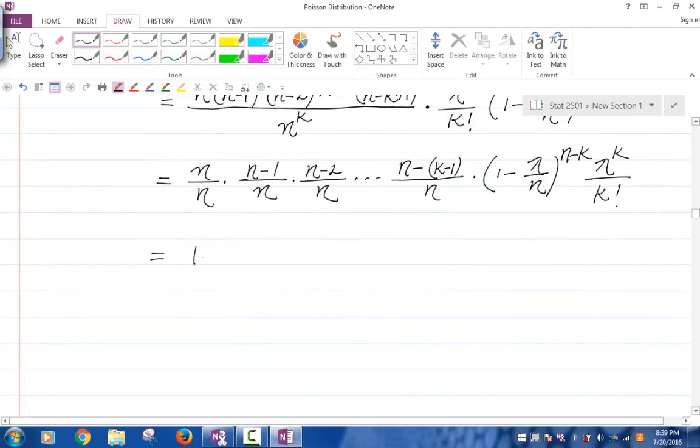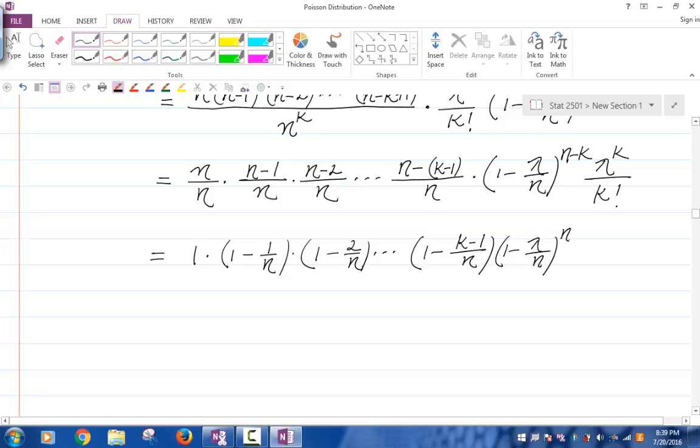Notice n over n is 1, so n minus 1 over n can be written as n divided by n, which is 1, minus 1 over n. n minus 2 over n is the same as n over n, which is 1, minus 2 over n, dot dot dot, 1 minus k minus 1 over n, times 1 minus lambda over n to the n minus k, times lambda to the k over k factorial.